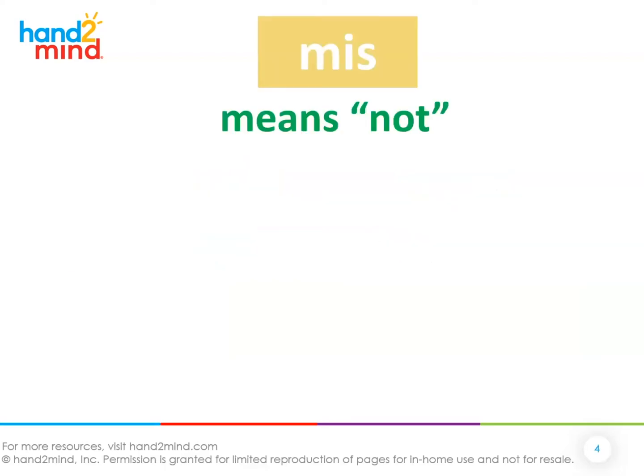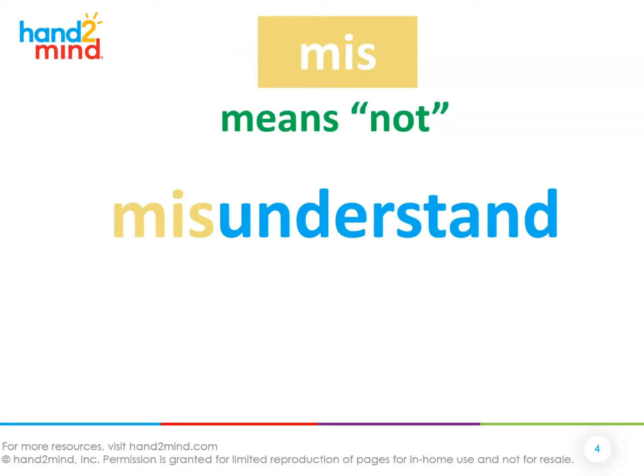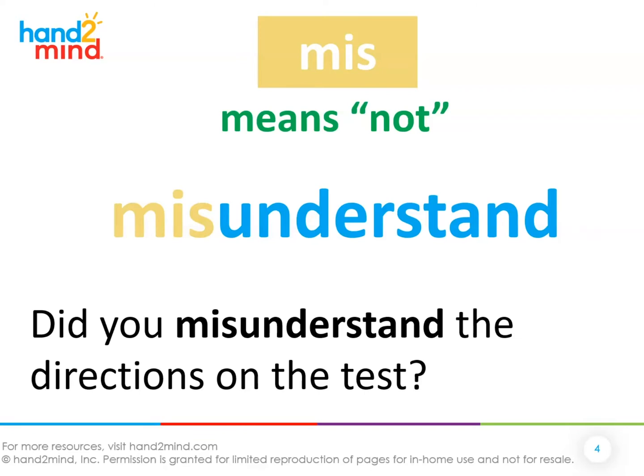Let's look at some other prefixes. Prefix mis means not. What do you think this word means? Misunderstand. In this word, the root word is understand, which means that you've learned something and you're able to do or explain it. But when you add the prefix mis to it, now it means not understand, which means you don't get something, you're not able to do it or explain it. For example, did you misunderstand the directions on the test? If you misunderstand the directions on the test, it means you probably did not know what to do on the test.